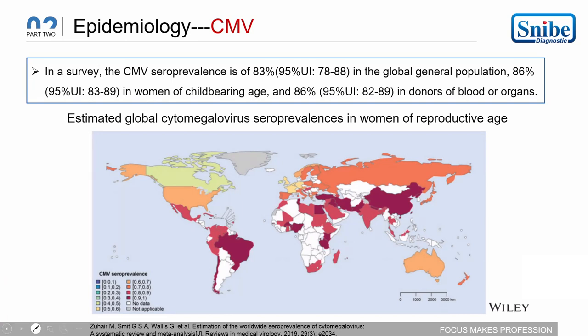So if we look at the CMV seroprevalence, in the countries where it is 0 to 9.1, you can see that it is shown in maroon colors. Examples of these countries are Brazil, Chile, and countries like China. Other countries close to that are Turkey, the Middle East countries, and African countries like Tanzania, Uganda, Rwanda, and other countries.